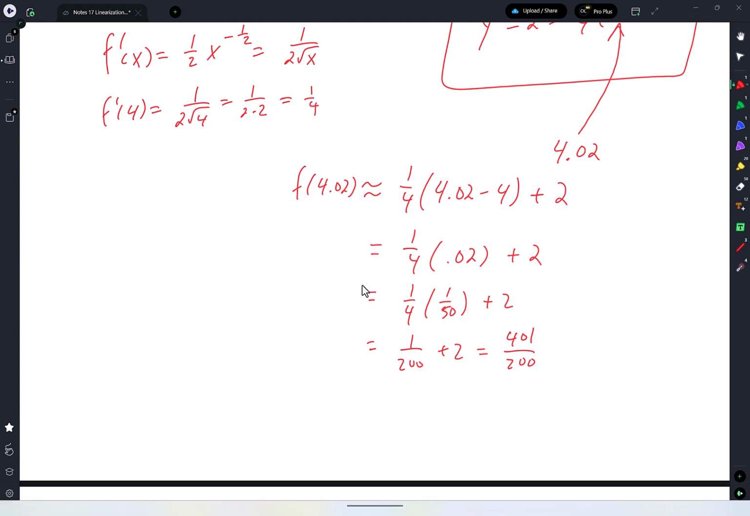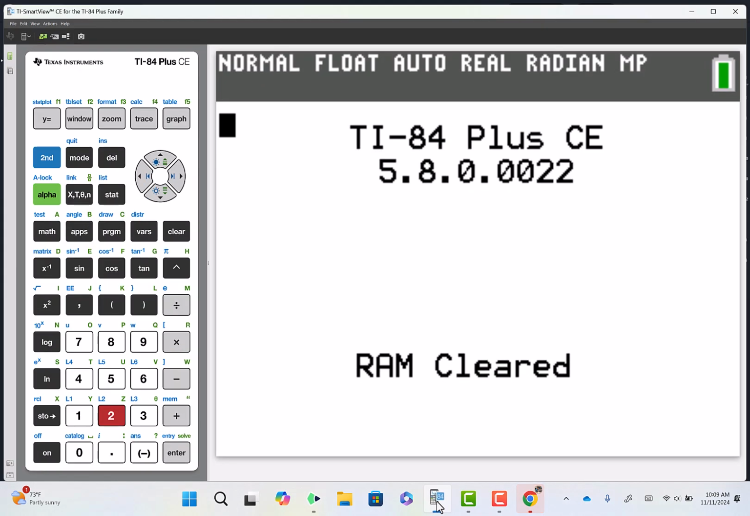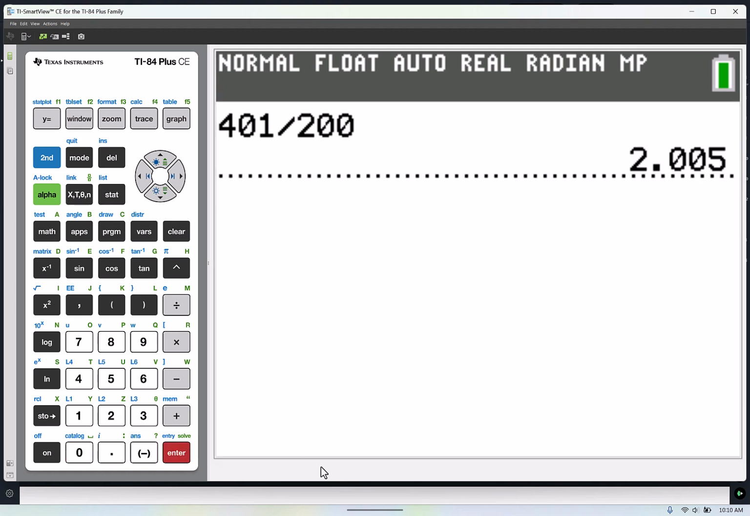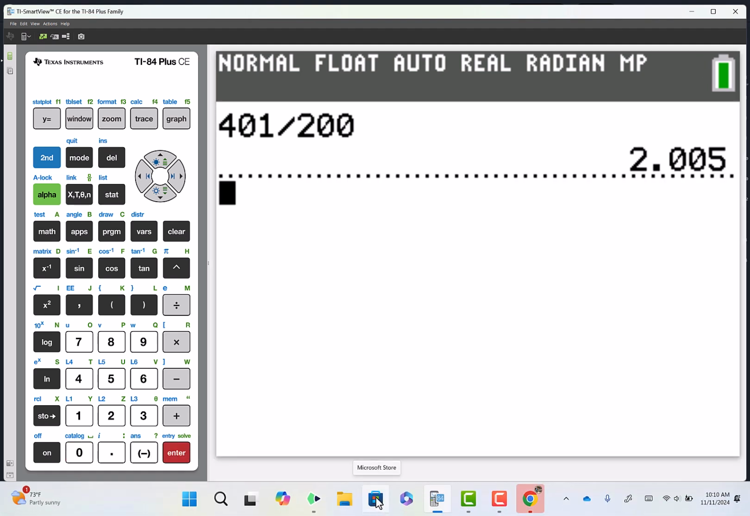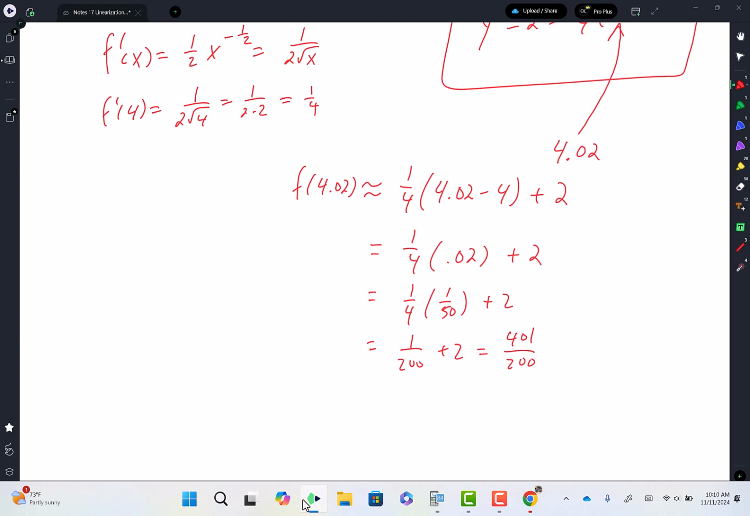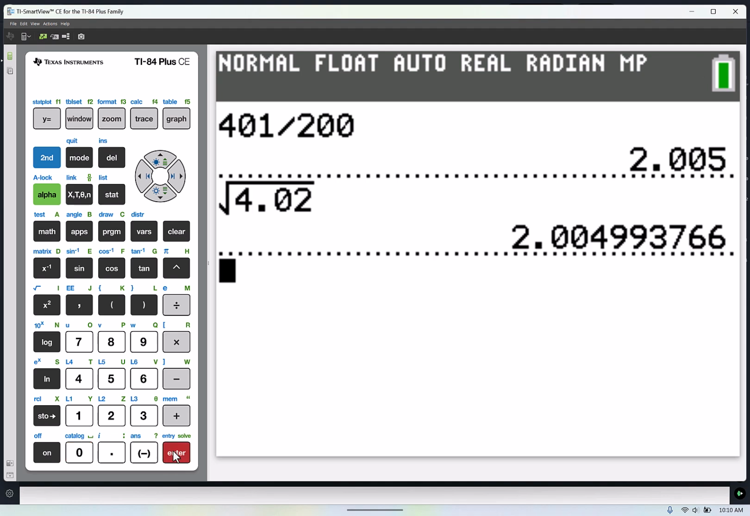Let's find out. Ready, guys? This is what I told you: you need your calculator. So I'm going to go 401 divided by 200, 2.005. All right, let's see how close this is to the actual value. So square root, what was I approximating again? 4.02. Enter. Yeah, that is pretty darn close.